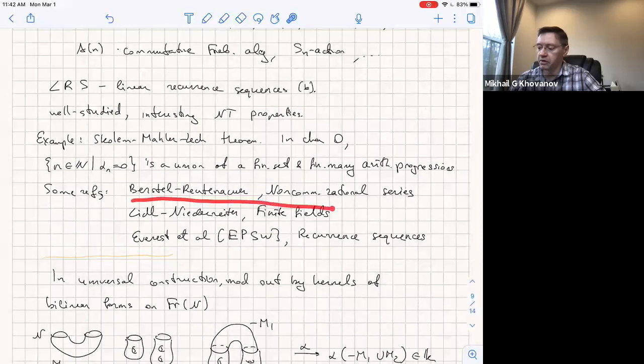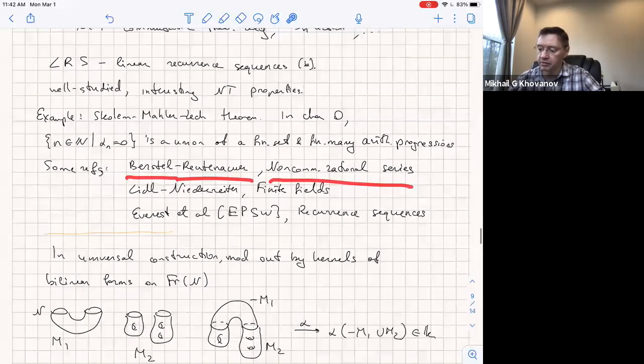Also a reference for the sequences and non-commutative generalizations that come up in topological theories is a book by Berstel and Reutenauer, Non-Commutative Rational Series. It's a classic book on the subject.